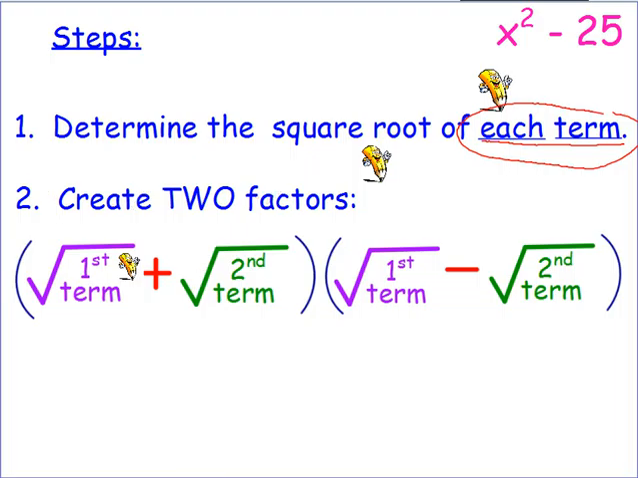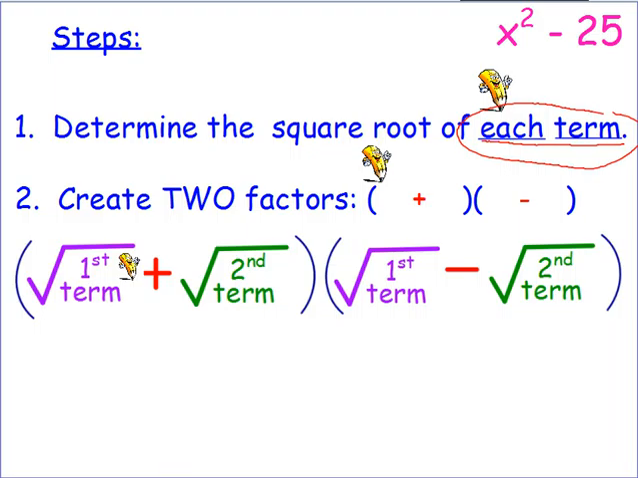And then on our paper, we create two factors that are blank. So you would always write just these parentheses with a plus, and then parentheses with a minus. One positive, one negative. Does not matter what order. And then to figure out what would go here and here, we take the square root of each term, as you can see. So fill this into your notes. First term, second term, first term, second term.